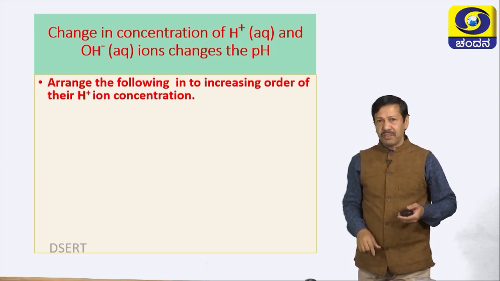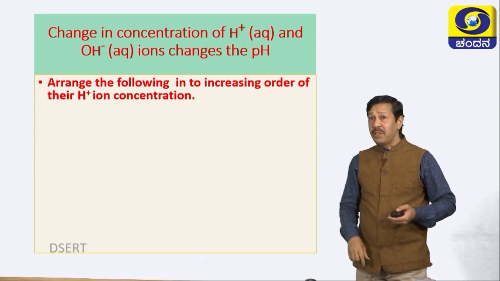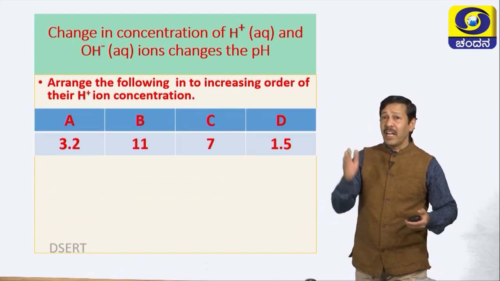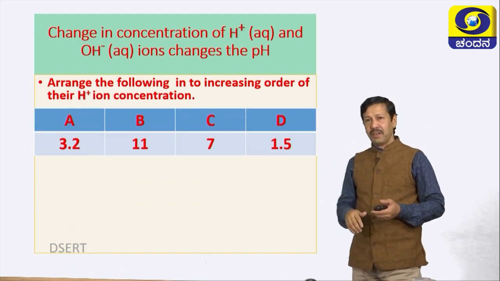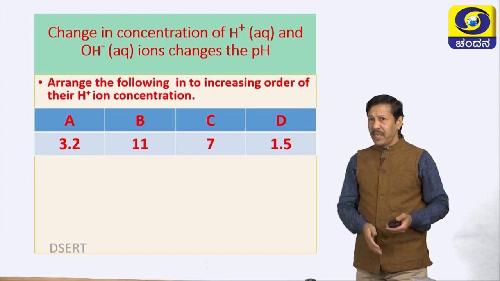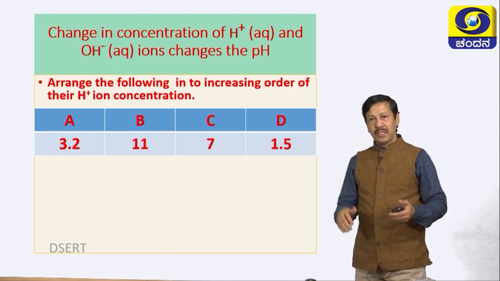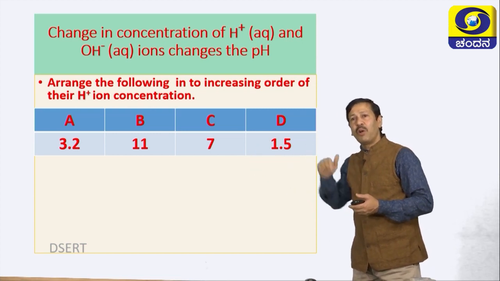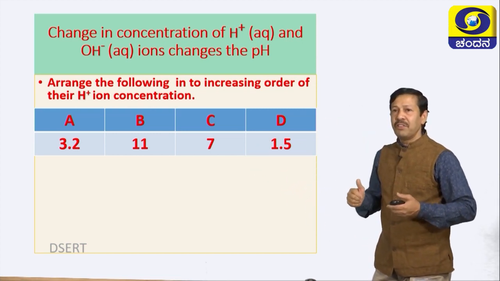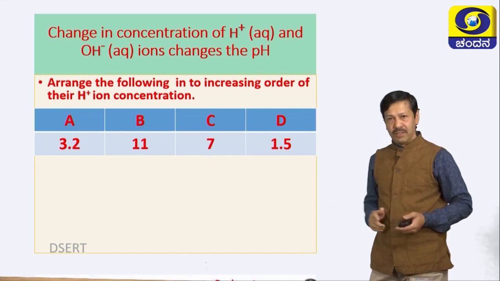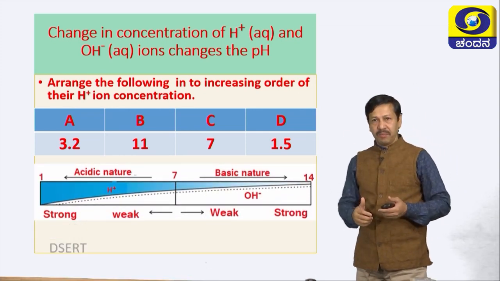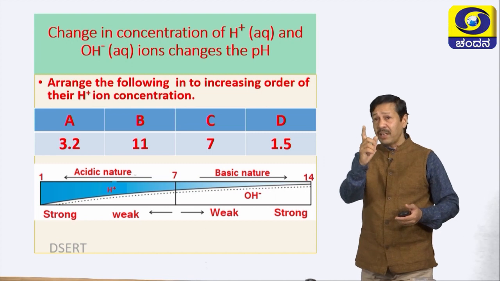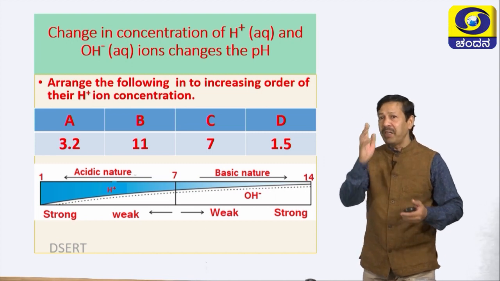Here is the question. Arrange the following into increasing order of their H plus ion concentrations. Solution A having the pH value 3.2, B 11, C 7, D 1.5. Thus, you are having 4 solutions. How to answer? Yes, before that you should have a thorough knowledge of the pH scale.